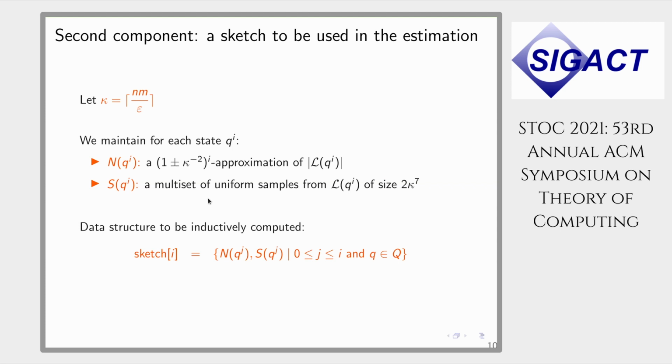And also we have to maintain, at each layer i and for every state, this set S, which is a multiset, so we will keep duplicates. This S of qi is just a multiset of uniform samples from L of qi of a certain size. The important thing is it's a polynomial size. Again, this is 2 times kappa to the 7, just because we want all the calculations to work. But it's a polynomial size in kappa, which again is polynomial in m and 1 divided by epsilon. Then we have this structure to be inductively computed, which is this sketch of i, where we keep all these estimations N of qj for every j between 0 and i, and also this multiset S of qj for every j between 0 and i.